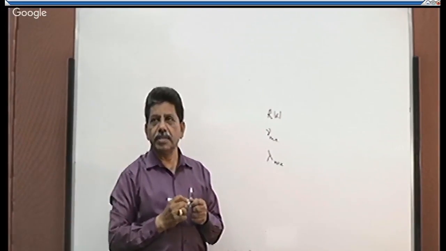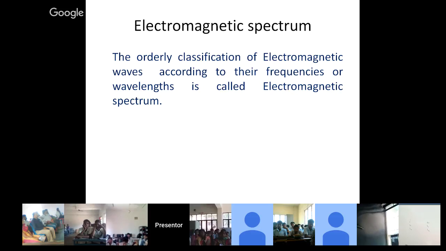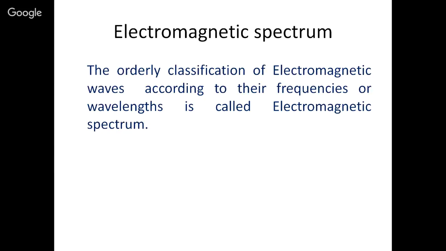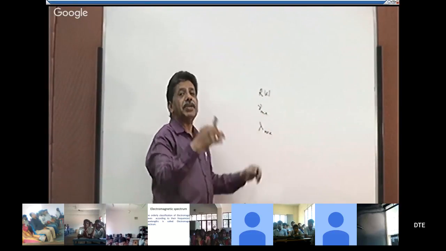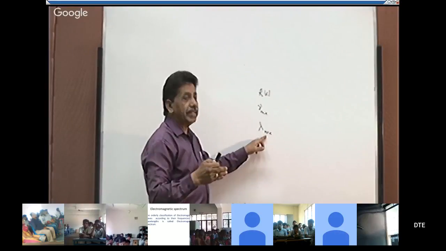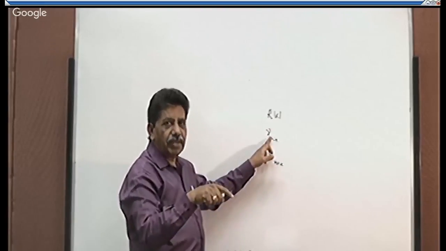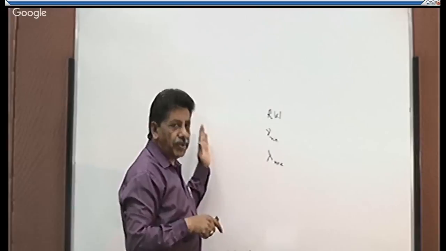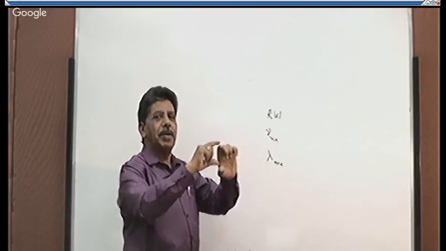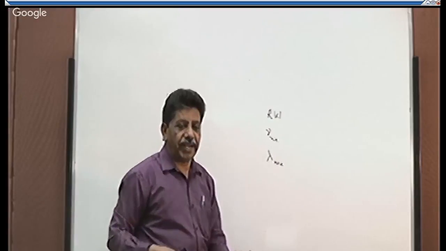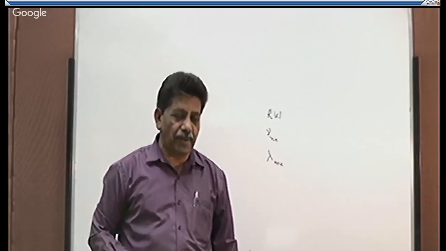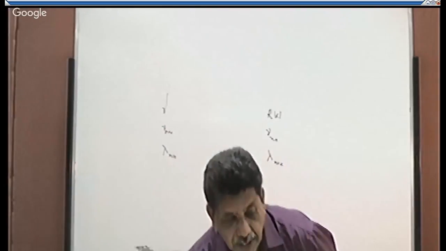Out of all electromagnetic radiations, radio waves have maximum wavelength but minimum frequency. So if you try to arrange them in the form of a band, an orderly arrangement, that is why we find the electromagnetic spectrum. First, let me explain and let me show in the diagram also.